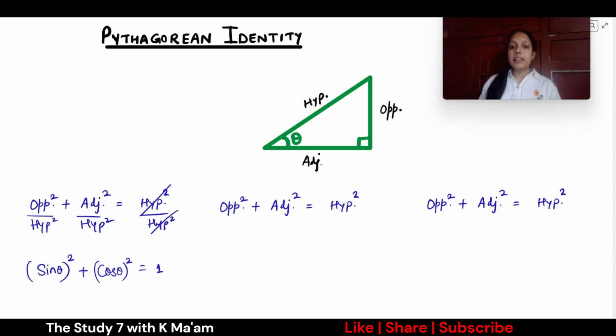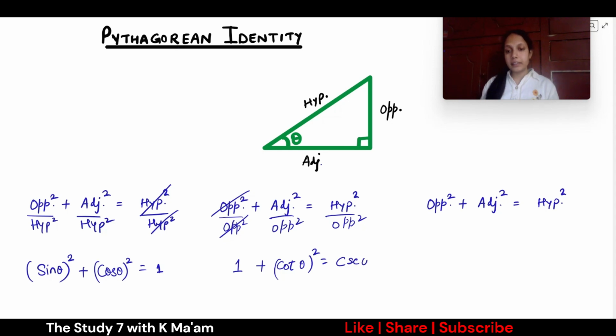Now for the next, I am dividing both sides by the opposite square. This cancels and you are left with 1. Adjacent over opposite is cotangent, so cotangent theta whole squared. Hypotenuse over opposite is cosecant, cosecant theta whole squared. This is the second identity.